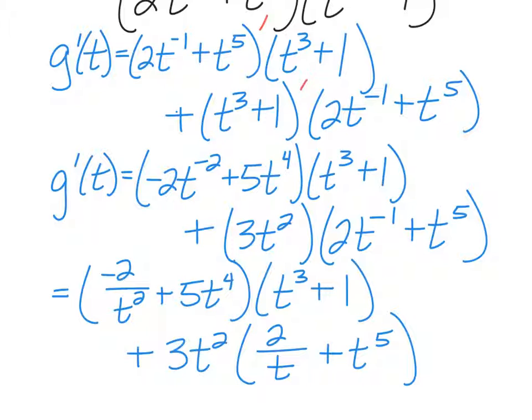If we needed to do more, for instance, if we needed to take a second derivative, we might actually FOIL this out. But for our purposes, we're going to leave it there.